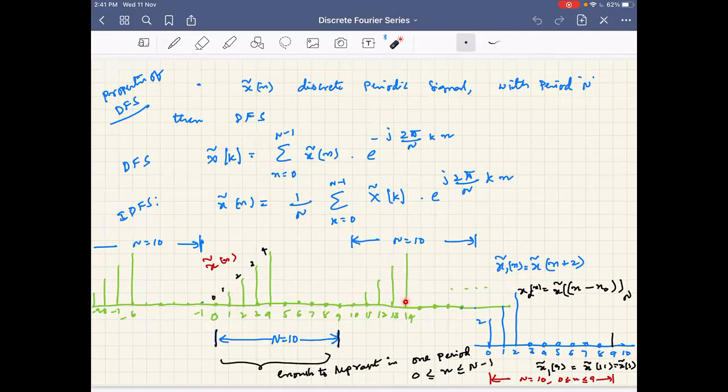So the whole discussion now is on discrete periodic signals. Let us assume that we have a shifted signal of this discrete periodic signal. What do we mean by shifted signal? Assume that x1 tilde of n is related to x tilde of n as x tilde of n plus 2. So this is an advanced version of x tilde of n by 2 units. When I advance it by 2 units, what will happen? Instead of occurring at n equal to 2, this value will occur at n equal to 0. That's what you can see here.